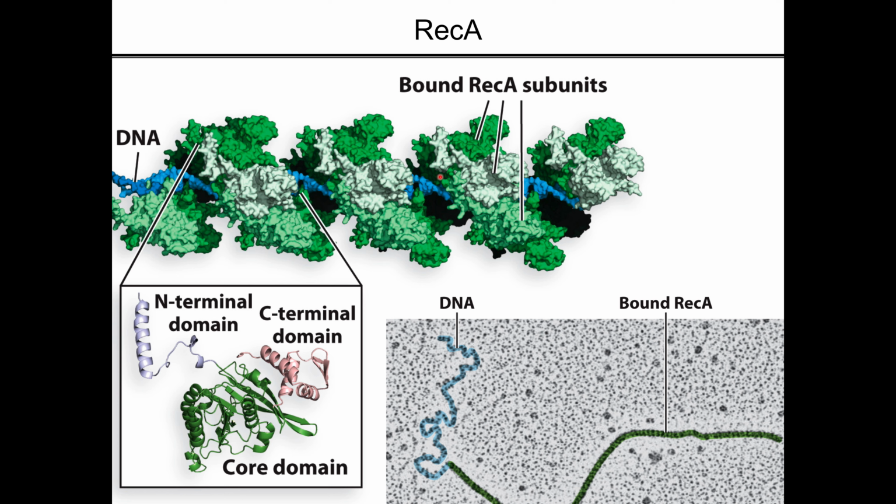The first is that it protects the single-stranded DNA, but more importantly, and we can see this in an electron micrograph, is that it takes our naked, kind of disordered, unstructured DNA and really forces it into a very straight, rigid complex. And this rigidity is going to be really important for facilitating the strand exchange.